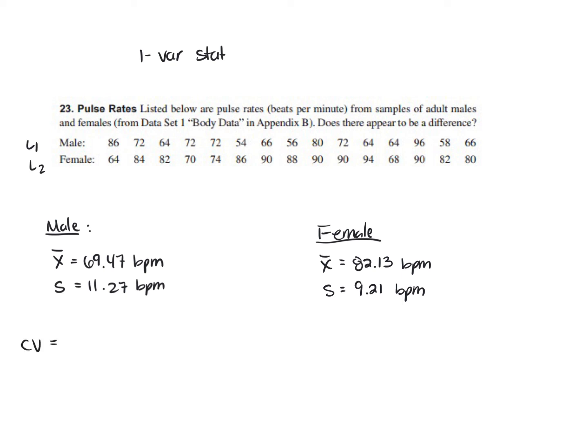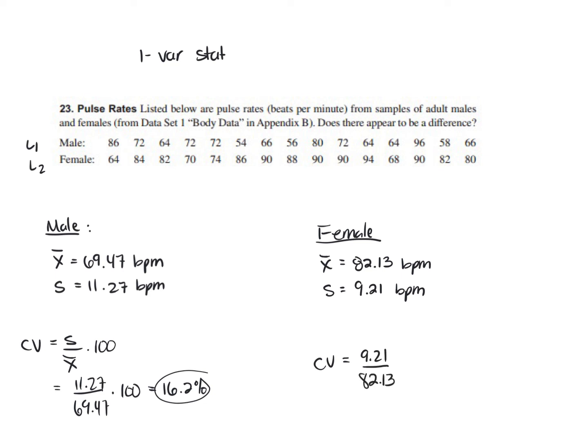But what we can do is calculate the coefficient of variation. For the male data, that formula, remember, is just s divided by x bar times 100. So that would be 11.27 divided by 69.47 times 100, which gives us a coefficient of variation of 16.2%. For females, the coefficient of variation is 9.21 divided by 82.13, which is approximately 11.2%. If we compare the coefficients of variation, we can see that males vary more in their pulse rates than females, because that coefficient of variation, that percentage, is higher.